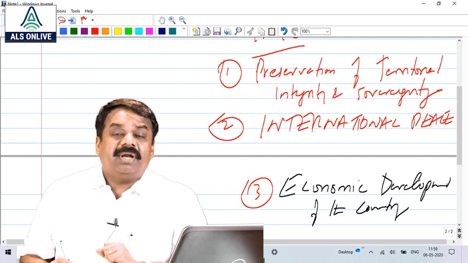So economic development of the country was a major objective even for Nehru. Even today it is an objective. Today it is more. Most of our discussions are about economic development. Business delegations are traveling along with the prime ministers and presidents for bilateral visits only to promote the economic interest of the country. So the third objective is economic development of the country.